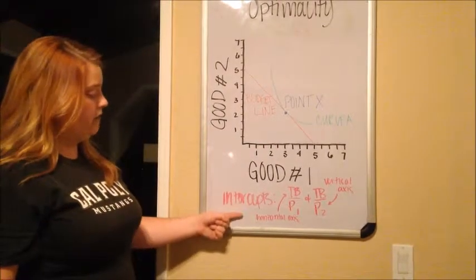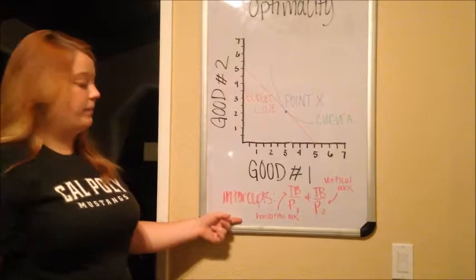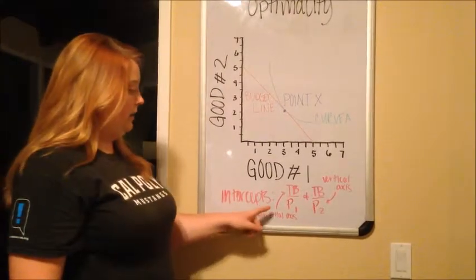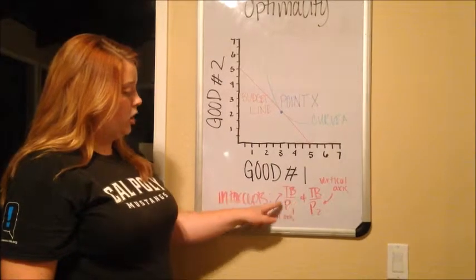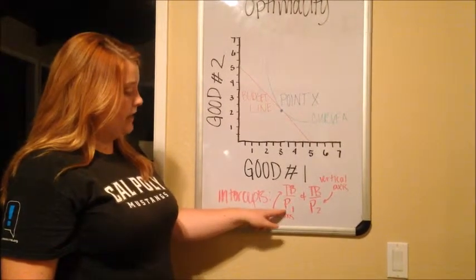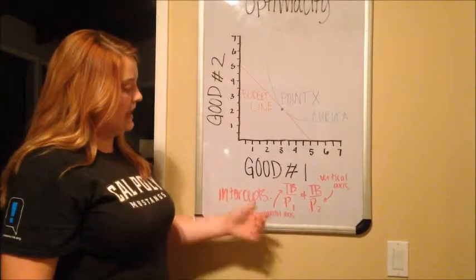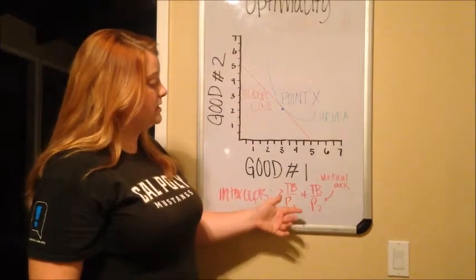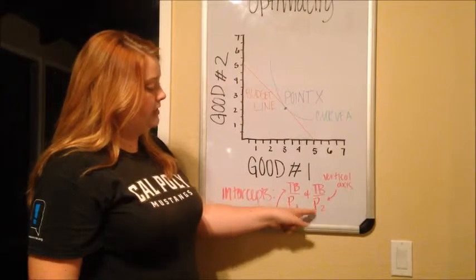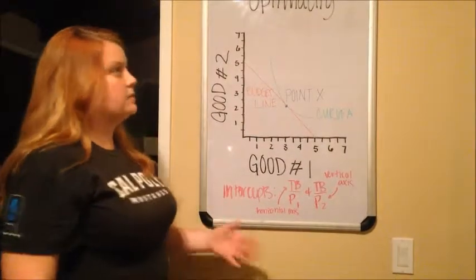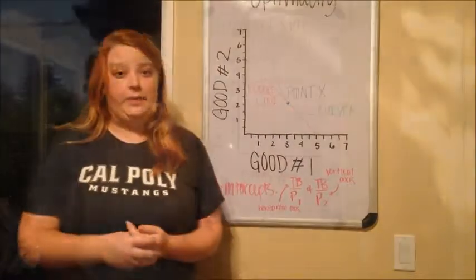And here we have it in equation form. For the horizontal axis, we have the total budget over the price of good 1. And for the vertical axis, we have the total budget over the price of good 2. And so that's basically how to understand a budget line.